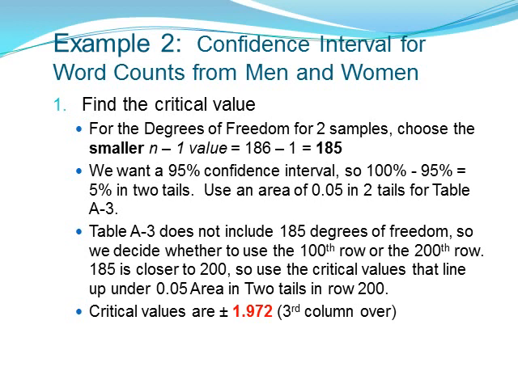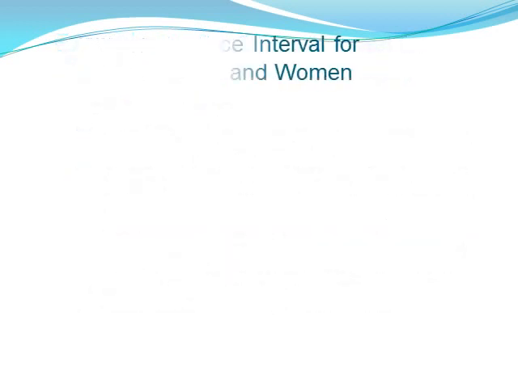So when we look in our table A3, we're going to line it up under an area of 0.05 in two tails. Remember, the table A3 didn't include 185 degrees of freedom, so we ended up using the 200th row. When we do that and we line it up with the area of 0.05, we use the critical values at plus or minus 1.972. That's going to be our t sub alpha over 2 number for the confidence interval formula.